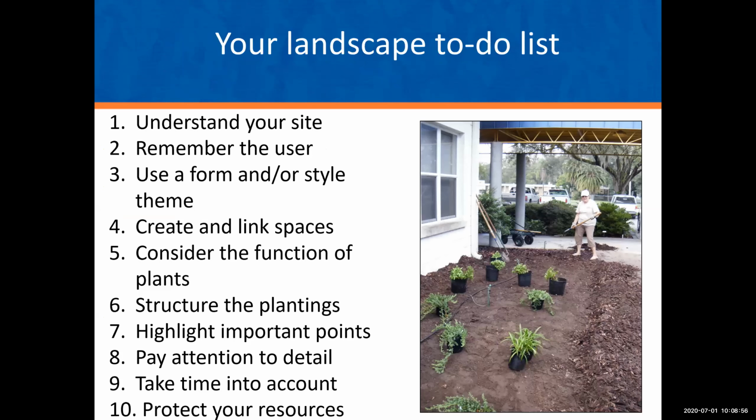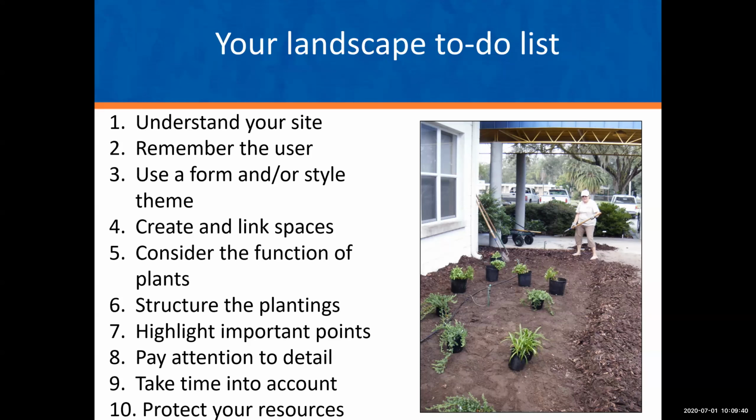So this is your to-do list. I know it looks kind of long. There's a lot of words here, but just number one, know your site for plant selection and activity location, and we're going to go through all of these individually. Number two, remember the user by considering what you want and need out of your landscape. Number three, use a form or style theme to determine shapes and organize spaces, and we'll talk a lot about that as well. Four, create links between spaces by designating activity areas. Five, consider the function of plants for the environment and the user. Six, structure the plantings by using massing and layering techniques.